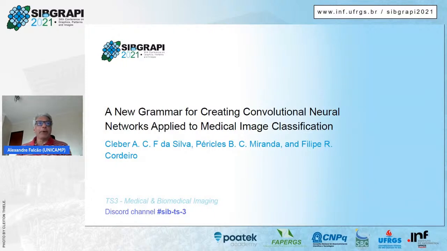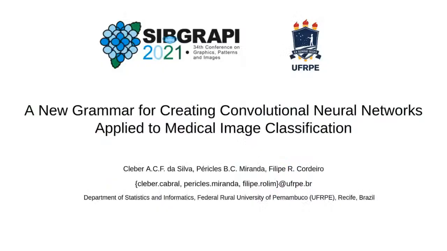Okay, the next paper is A New Grammar for Creating Convolutional Neural Networks Applied to Medical Image Classification. The authors are Kleber Silva, Pericles Miranda, and Felipe Cordeiro. Hi everyone, my name is Kleber Silva and in this video I'll be presenting our work called A New Grammar for Creating Convolutional Neural Networks Applied to Medical Image Classification.